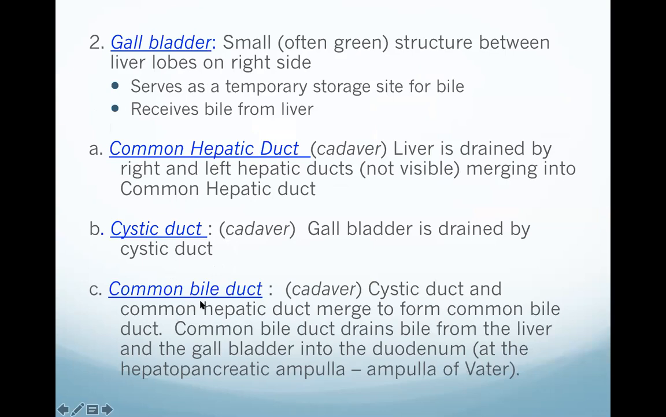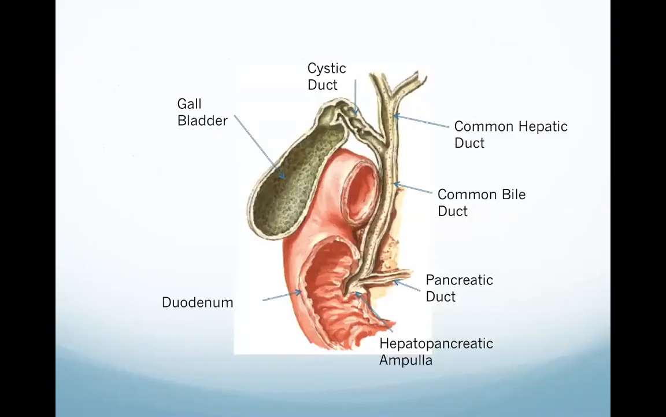And then the common bile duct, we say common when we have a union of two ducts. So here we're going to be uniting the cystic duct and the common hepatic duct into the common bile duct. So we have bile coming from the gallbladder and the liver. All right, so this is a really nice drawing where they kind of cut things open.